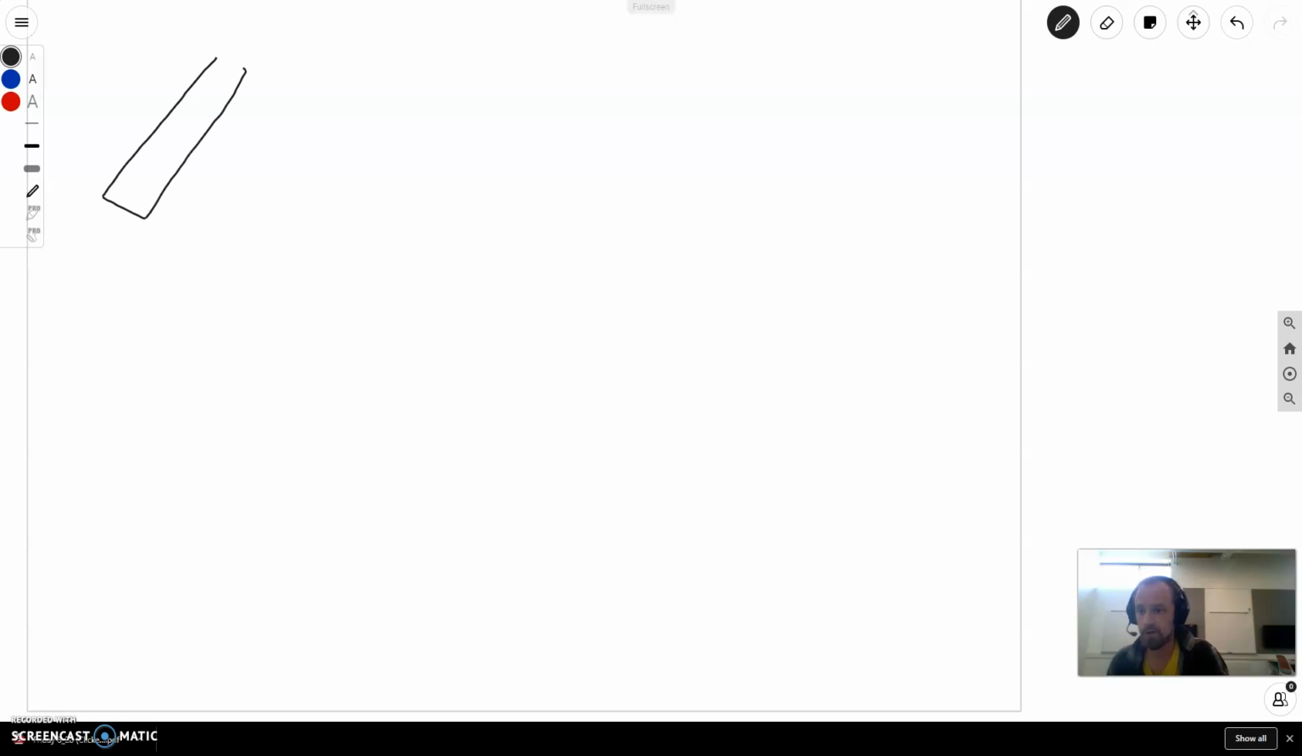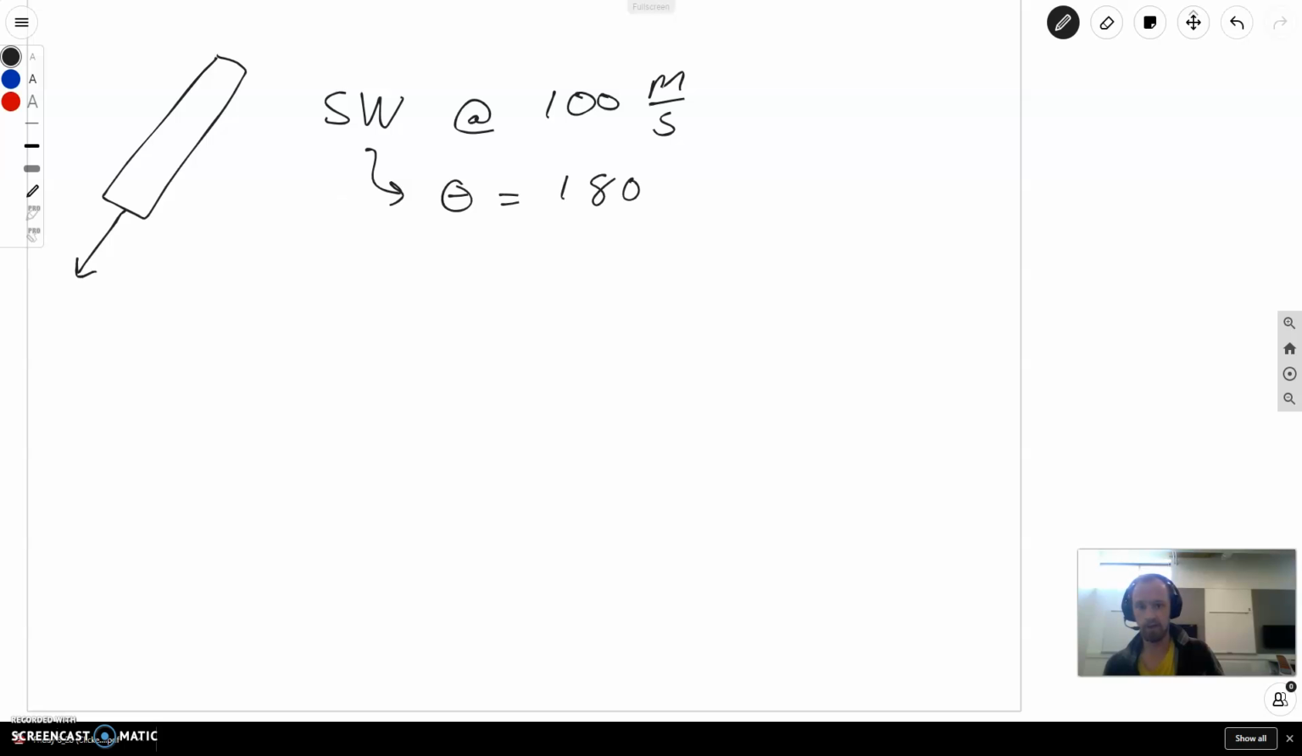So we're told that the train is headed southwest at 100 meters per second. So this corresponds to an angle from the x-axis of 180 plus 45 degrees equals 225 degrees. Okay.